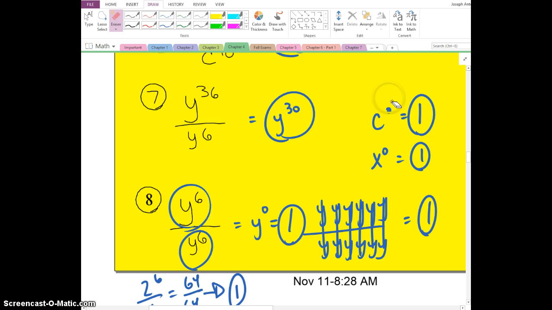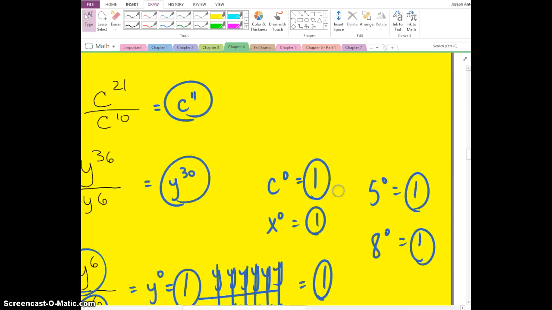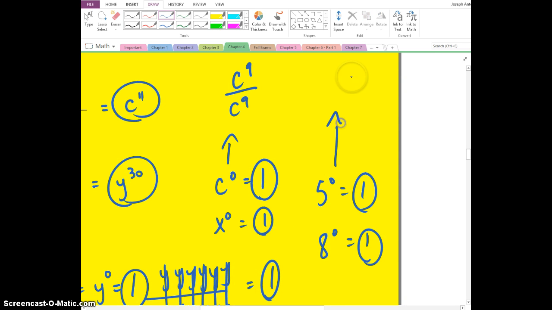And what I like to tell my students is this. Think about what it was before it was c to the 0. So think maybe it was c to the 9th over c to the 9th, something over itself. Before it was 5 to the 0, maybe it was 5 squared over 5 squared. The 2 minus 2, that gave me the 0. Because you know 5 squared divided by 5 squared is going to give you 1.